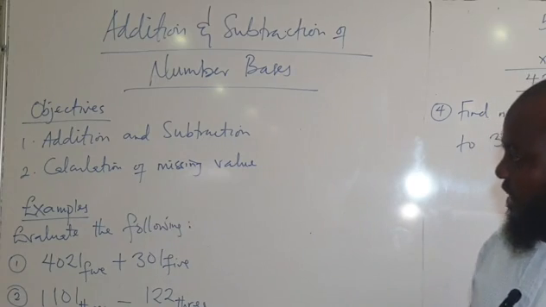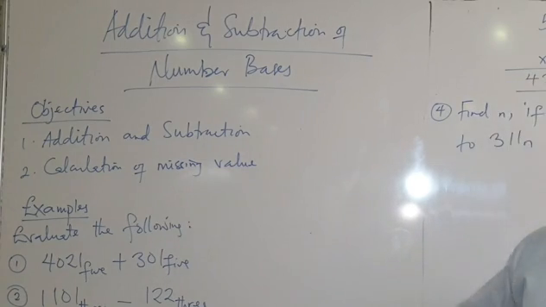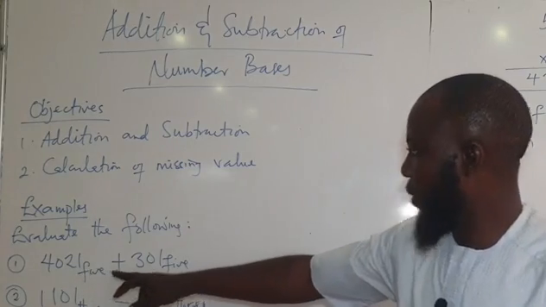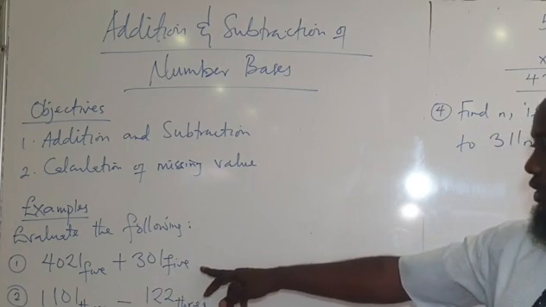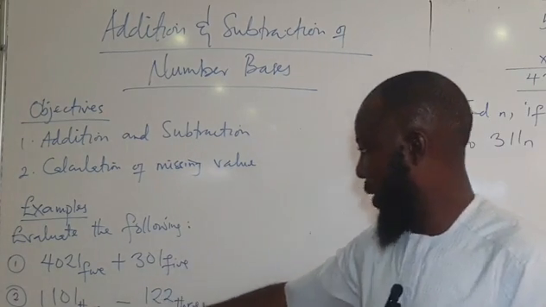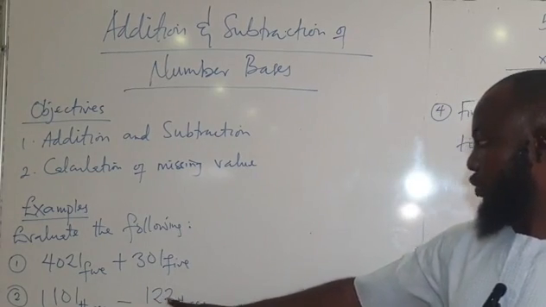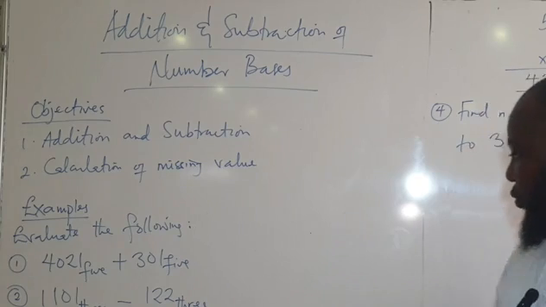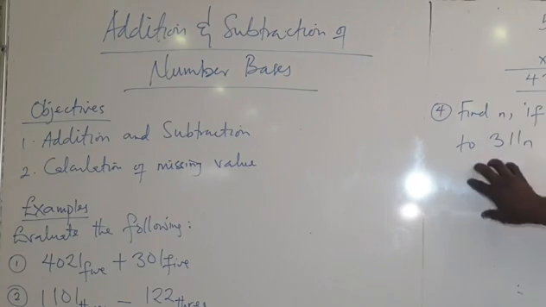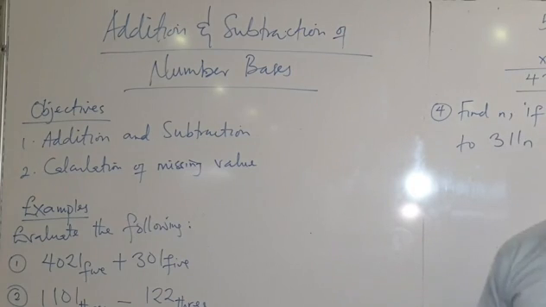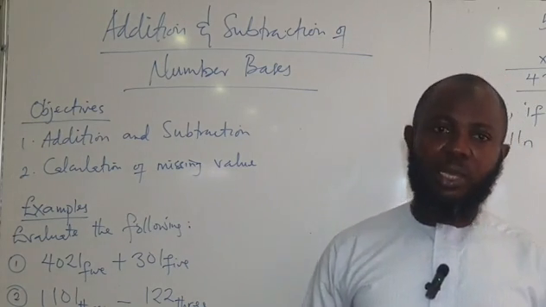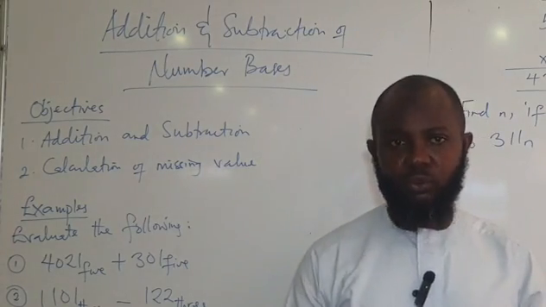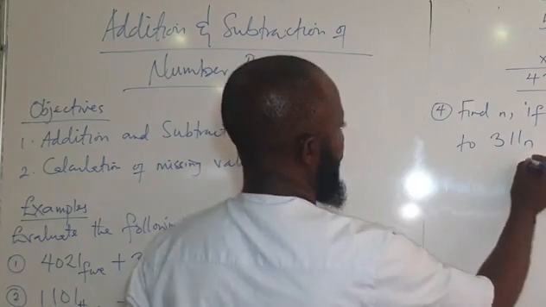So if you look at the first one, evaluate the following. We have 4021 base 5 plus 3051 base 5, then 1101 base 3 minus 122 base 3. Then this one we're looking for finding the missing value. Then here we want to find the value of the base. So that's what we want to look at. We'll be looking at them one by one. So just relax. Very simple. There are some things I'm going to unfold in this video. So let's go. So the first one, solution here.